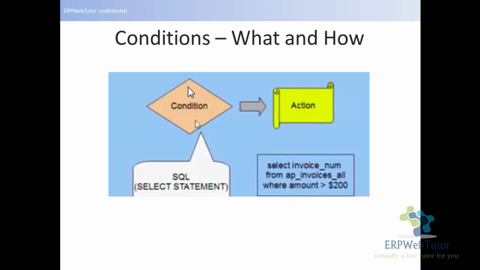Okay, or in this example, you can see that it's a very simple select statement. You can look up the invoice number from AP_INVOICES_ALL, which holds all the invoices, where amount is greater than 200. Okay, that is my condition. Amount is greater than 200. So as that criteria is met, that means the condition evaluates to true, and it also retrieves all the values, right? So if there are multiple invoices, this select statement is going to fetch all the invoice numbers from this table with the amount greater than 200. So that is basically how a condition is created.